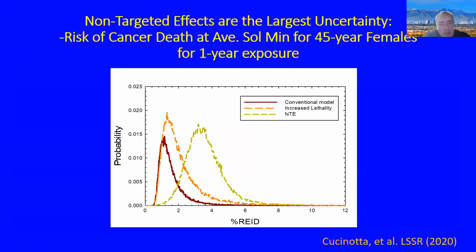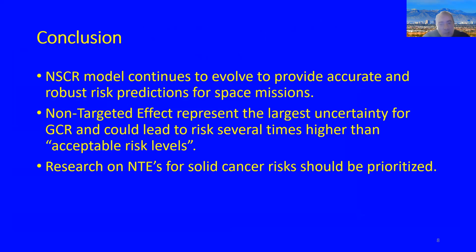So this again leads to the prediction that non-target effects dominate the uncertainty. You can see this is the prediction for 1 year in space for 40-year-old females, and they push the risk limits well above what's acceptable. So we believe that should be the prioritization for ground-based research: to understand non-target effects and get data sets in as many model systems as possible. And to do these studies, you need to do low doses. You need to be doing heavy ion doses from 1 to 5 rads or even lower, and not at 10 rads and certainly not at 1 gray.